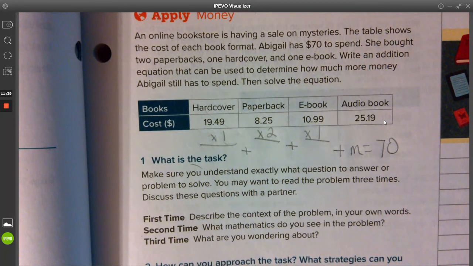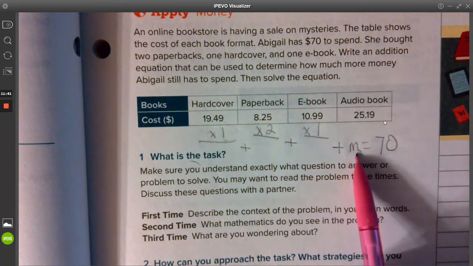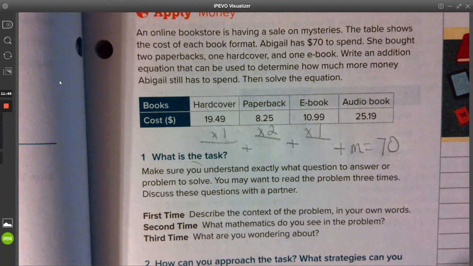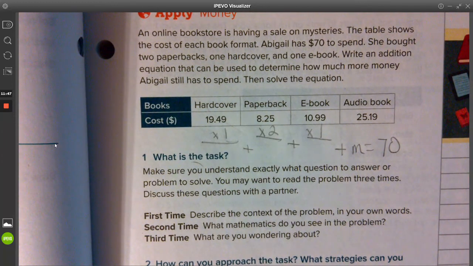Then it asks you to solve. So go ahead and solve for M. As always, please make sure to email me your answer if you've got it. I'd love to know that you've tried this.